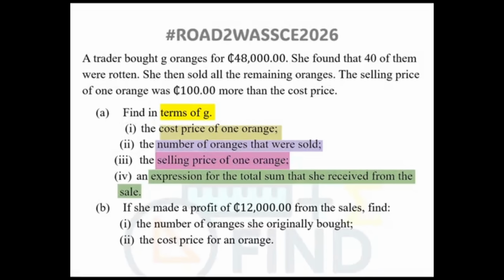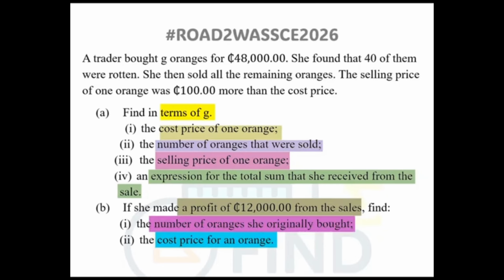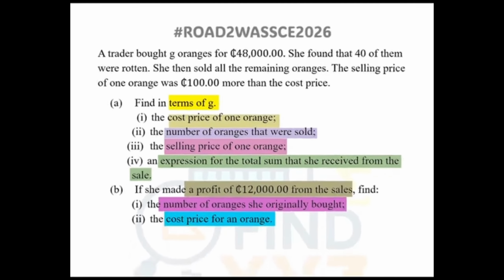Then the second part, we have been told that if she made a profit of 12,000 Ghana cedis from the sales, we have been tasked to find two things. The first one is the number of oranges she originally bought, then the cost price for an orange. So let's dive in. What do we know?